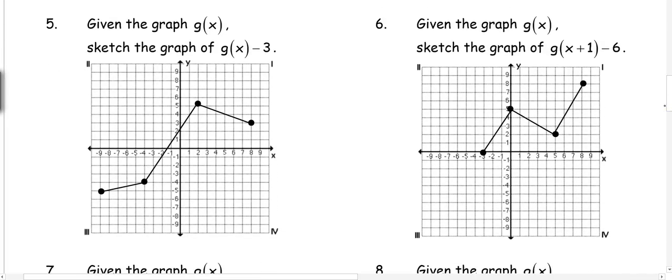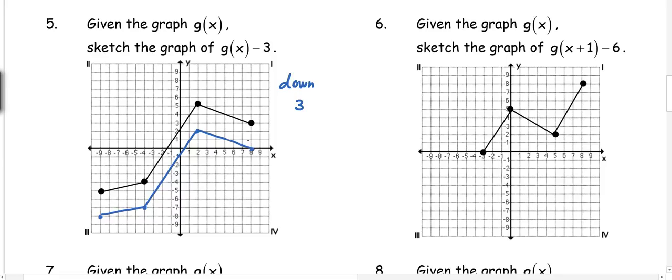Number 5, given the graph g of x, sketch the graph g of x minus 3. So because we're outside the parentheses and we're subtracting, this time we move down 3. So from each dot, I'm going to count down 3 spaces to plot my new point. And then I'm going to connect my points to form my new graph.